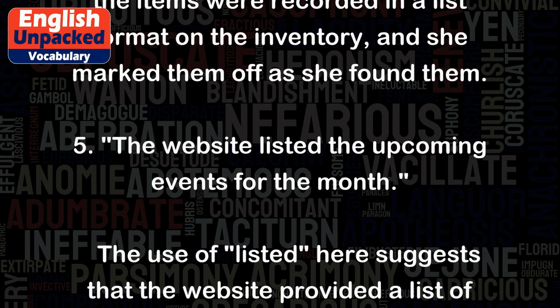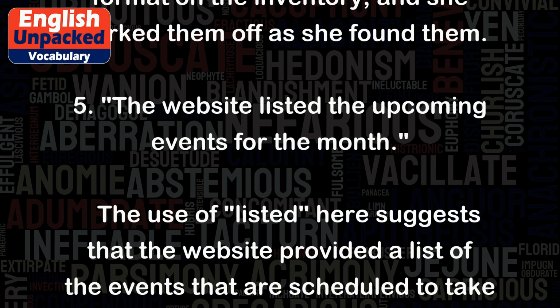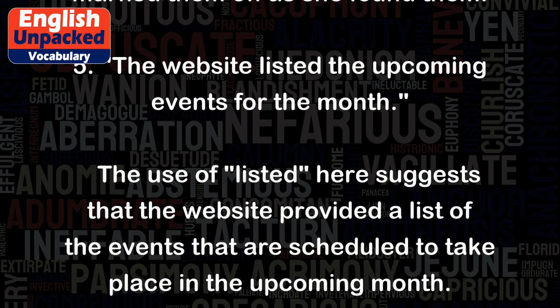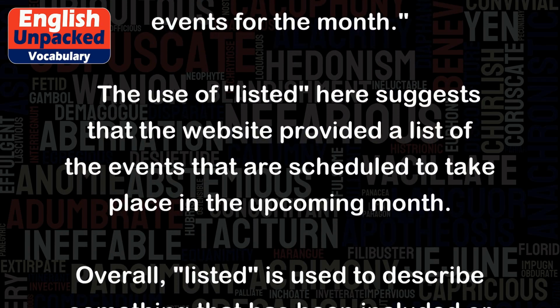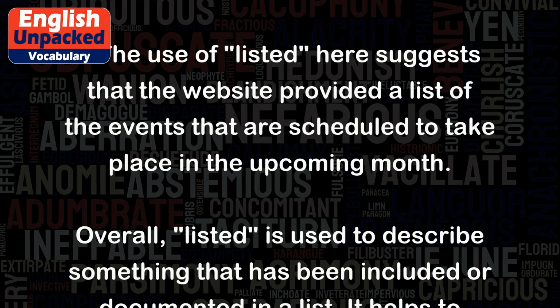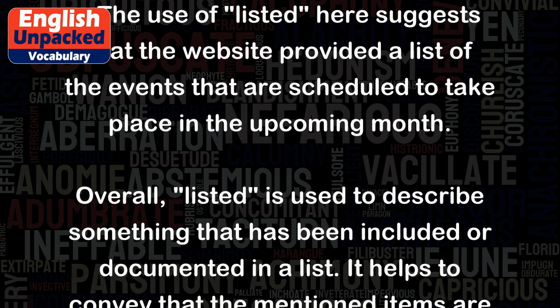5. The website listed the upcoming events for the month. The use of listed here suggests that the website provided a list of the events that are scheduled to take place in the upcoming month.